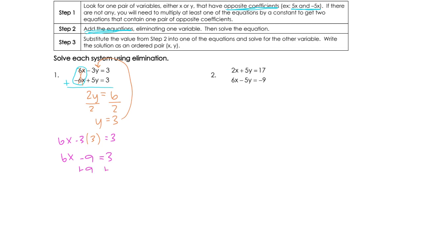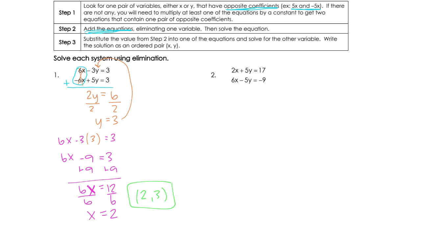Add 9 to both sides. So then I have 6x equals 12. Divide both sides by 6. Sorry, my x got a little cut off there. So then my answer would be x equals 2. But then again, you have to have a final answer of an ordered pair. So then this would be 2, 3 for our final answer.